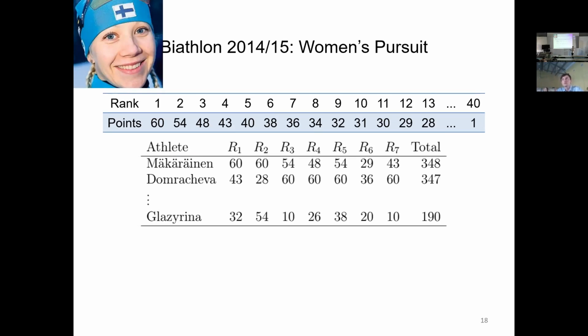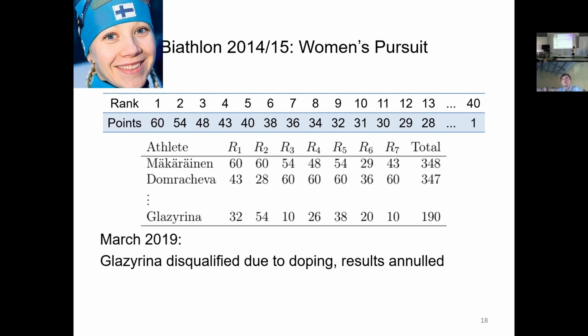Of course, there were other competitors. For example, Glazirina, who finished 10th with 190 points. But it was never about her. She never had a chance of winning. It was always between Makarenin and Domracheva. Glazirina was irrelevant, which is, of course, the magic word. Because it turns out that Glazirina is not just a poor athlete, she's also a poor sport. And 4 years later, she was disqualified for doping.